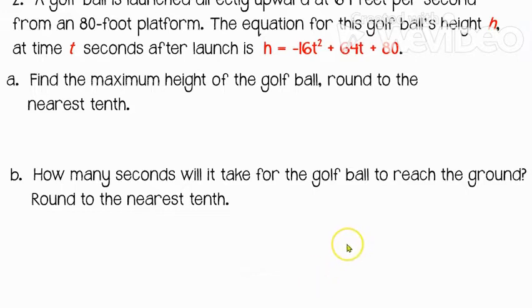All right, next question. A golf ball is launched directly upward at 64 feet per second from an 80-foot platform. The equation for this golf ball's height h at time t seconds after launch is h equals negative 16t squared plus 64t plus 80. Find the maximum height of the golf ball, round to nearest tenth, and then how many seconds will it take for the golf ball to reach the ground, round to nearest tenth.